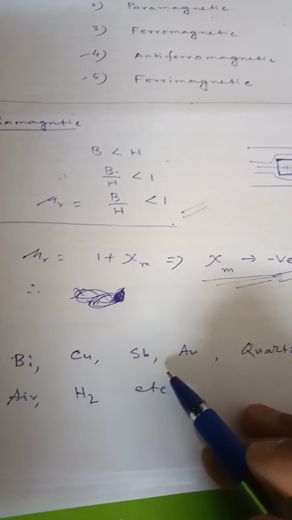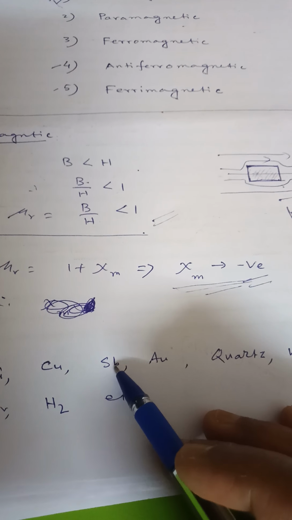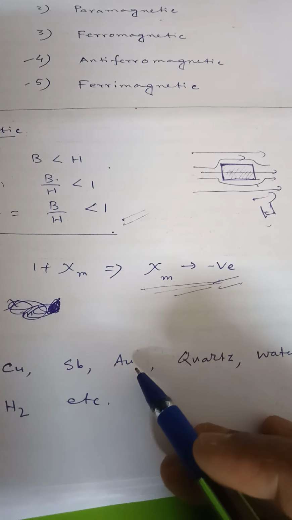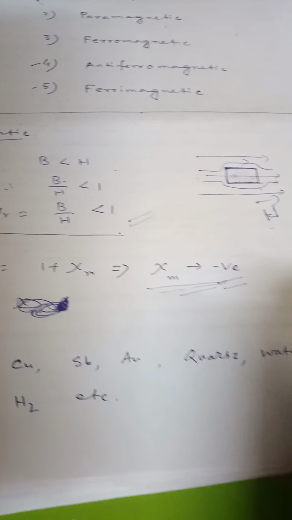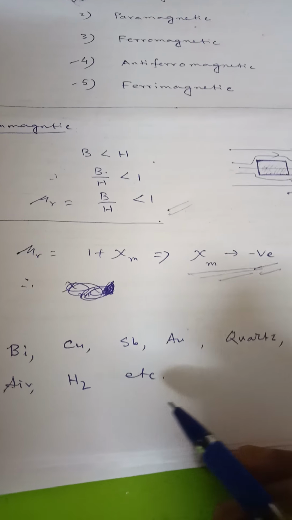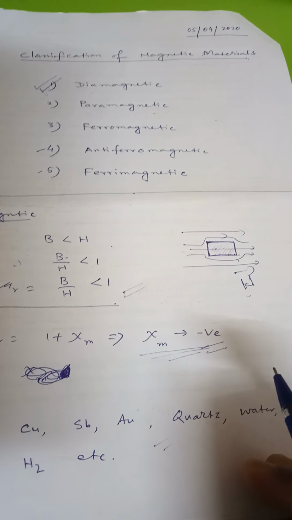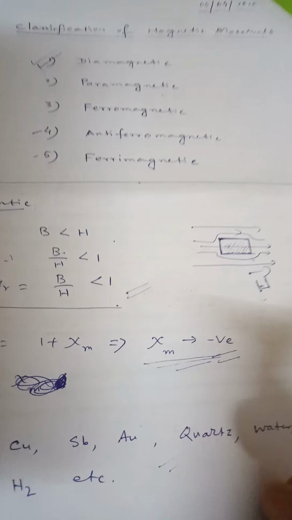Examples: bismuth, copper, antimony, gold, quartz, water, alcohol, air, hydrogen, etc. are different types of diamagnetic materials.